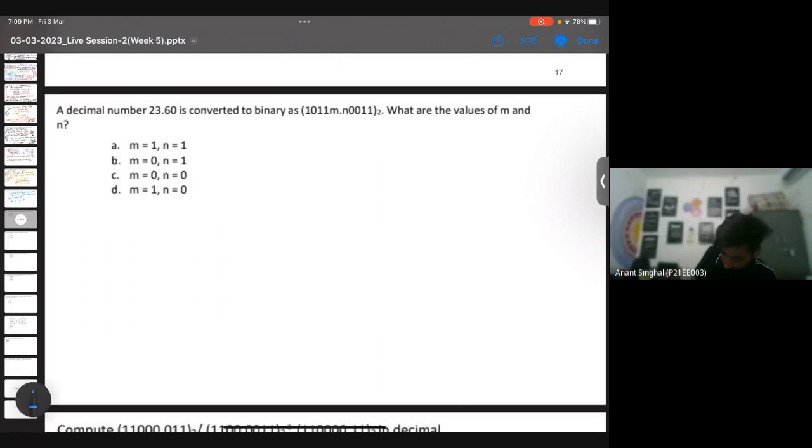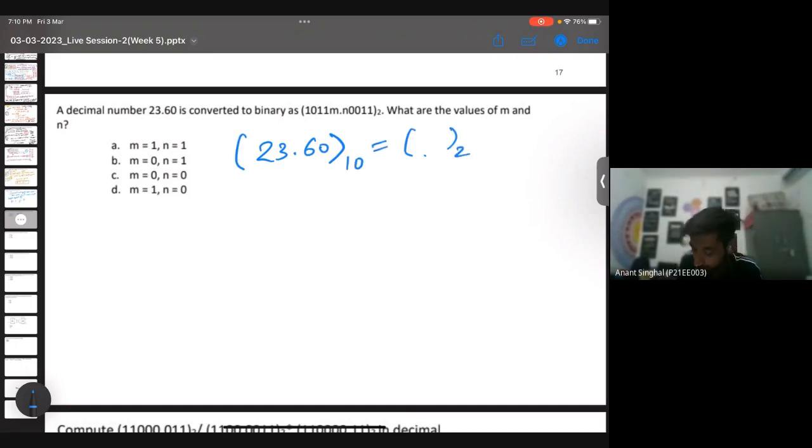So the next question says that a decimal number 23.60 is converted to its binary as this. So we need to calculate the value of m and n. So this is quite easy again. Okay, so let's see. So 23.60. This is a decimal, so we can calculate its binary, which is quite easy.